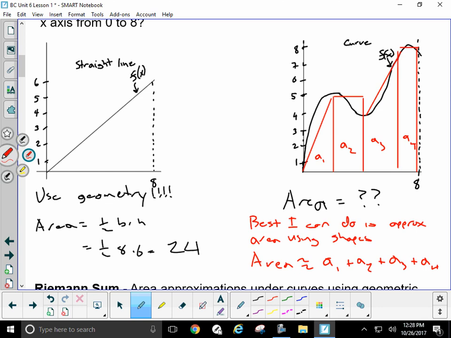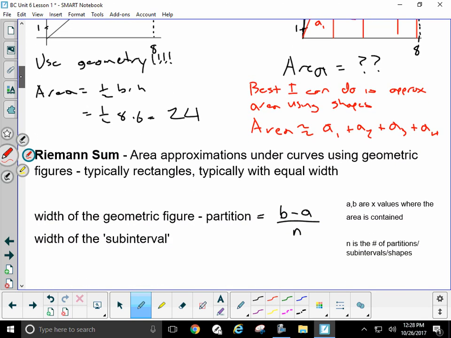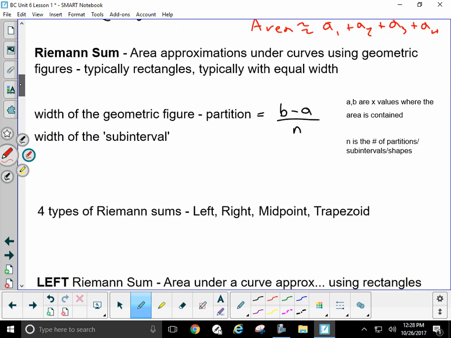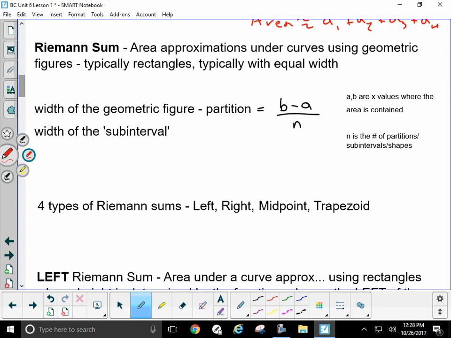The formulaic process to approximate it was developed by a guy called Bernard Riemann. And he created a Riemann sum. The Riemann sum is a formulaic way to approximate the area under a curve, using specific objects over specific intervals.